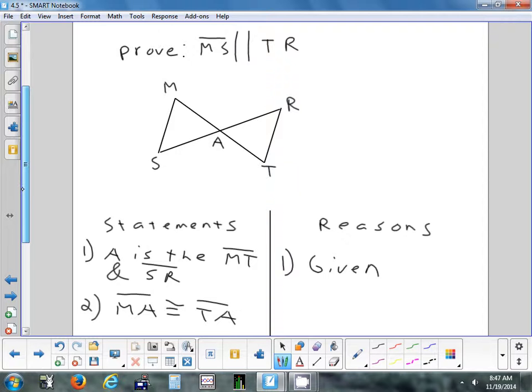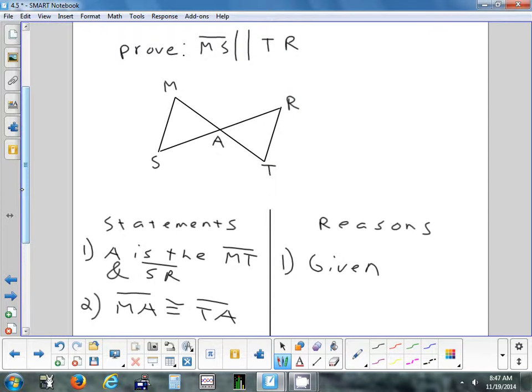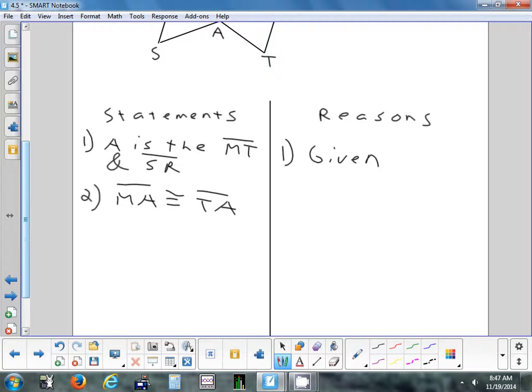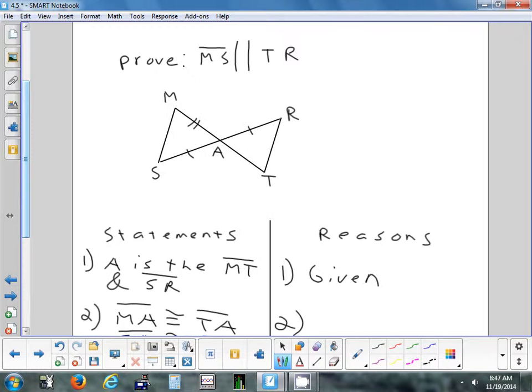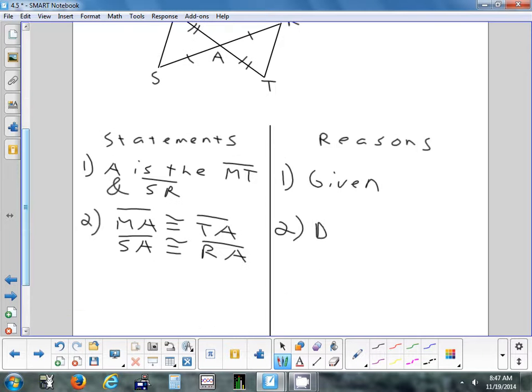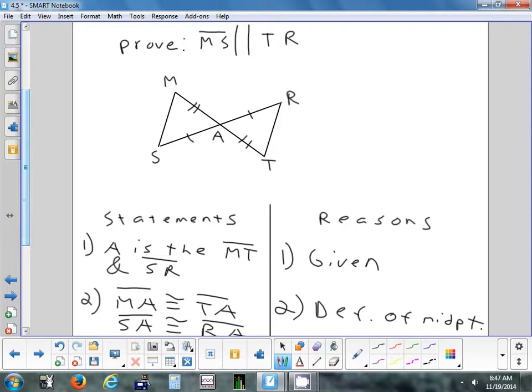Anything else I can say at the same time? It's going to be the same reason. Yep. SA and RA. SA and RA, yes. And the reason there, what's the reason that they are congruent? Let's mark them. That's the definition of a midpoint. Okay, definition of midpoint. Okay, so now we've got two sides. And I don't think we're going to be able to get a third side, so maybe we should start thinking about an angle here.